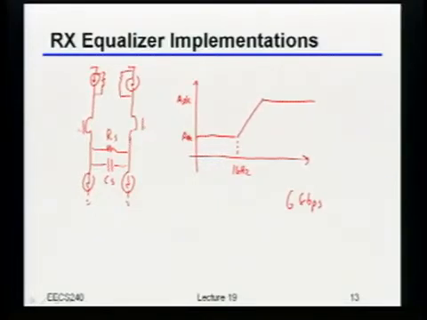Now let's say we were operating at 6 gigabits per second. By the way, sometimes I'll write gigabits per second this way, sometimes people call it GBps. Either one is the same thing. So let's say I was operating at 6 gigabits per second. Where would I want to make sure that the pole from the equalizer is? Where would I want to place that? 4 gigahertz.